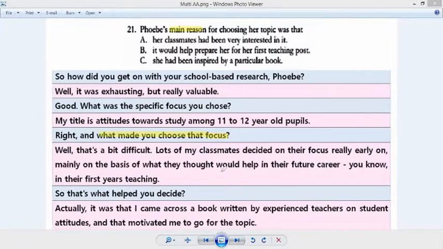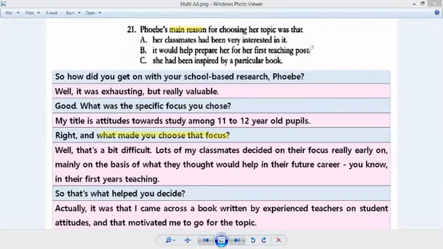Well, that's a bit difficult. Lots of my classmates decided on their focus really early on. So again, we see classmates. Okay, so we might think, oh, it must be A. Be careful, right? Be careful of those keywords. Mainly on the basis of what they thought would help in their future career, in their first year's teaching, first teaching post. Okay, there is our second trap.